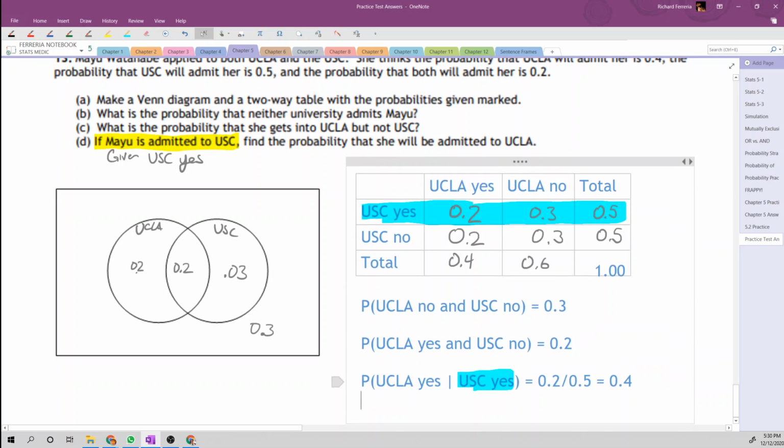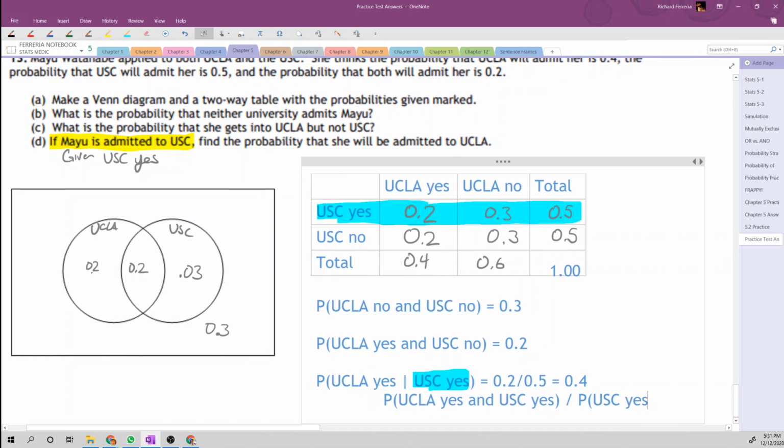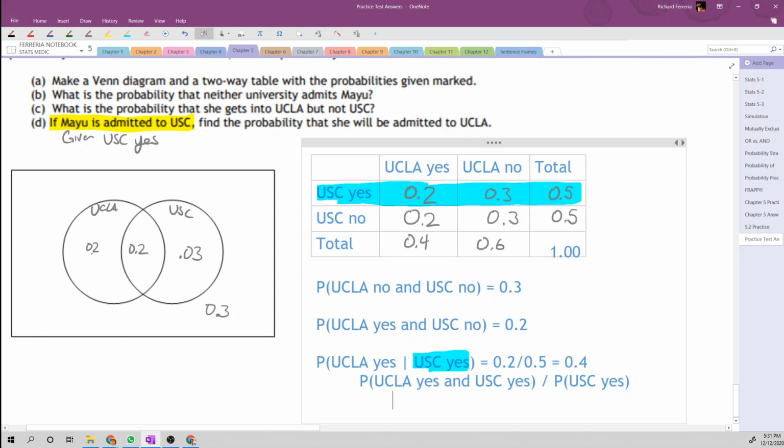So if you wanted to see that symbolically, and again, I do encourage you to think of it this way, this is the probability of UCLA yes and USC yes divided by the probability of USC yes. And those numbers actually bear out quite nicely because we already have a UCLA yes and USC yes. We knew that that was 0.2 from right here, divided by the probability of USC yes, which is still 0.5. So, like we saw before, it's the exact same numbers, just taking a look at it symbolically.